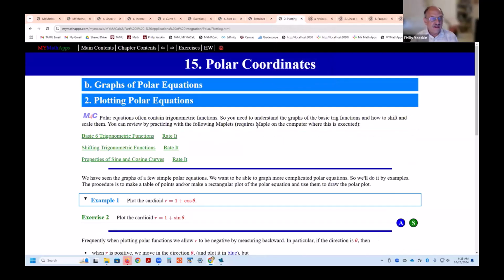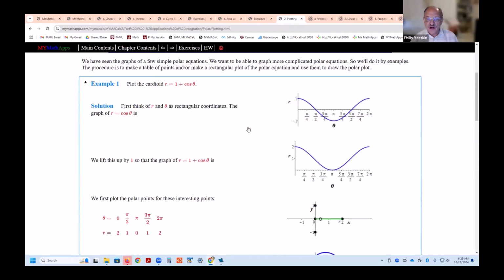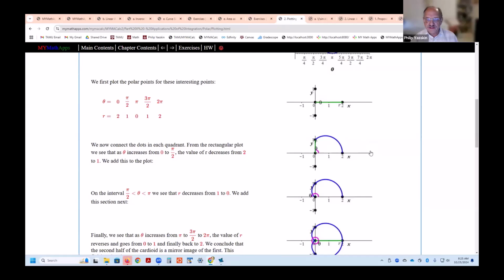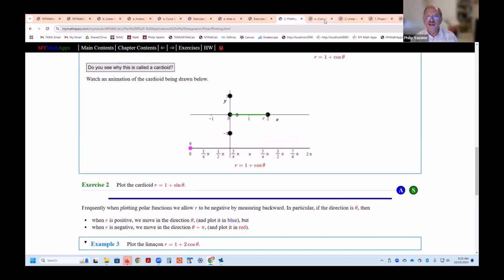Okay, plotting polar curves. Here is the cardioid, graph it rectangular, then start filling in quadrants. And here's an animation of how you sketch the curve.